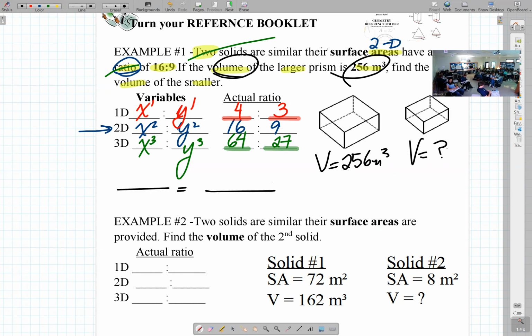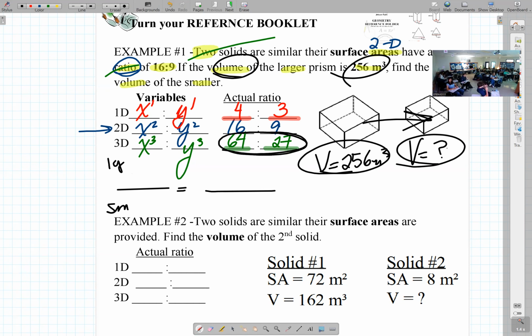You make a ratio. I recommend you always label your ratios. Either you're going left to right, large to small, I don't care, but I would label it. I'm going to go this direction and I'm going to go large to small. Volume, show of fingers. What dimension are we working in? We're in the third dimension, so this is the ratio we work with. And then 256 meters cubed is my actual. This is my unknown actual. Cross multiply.